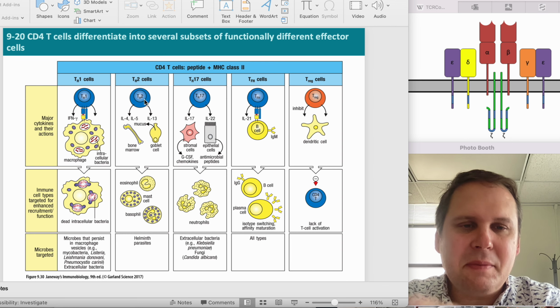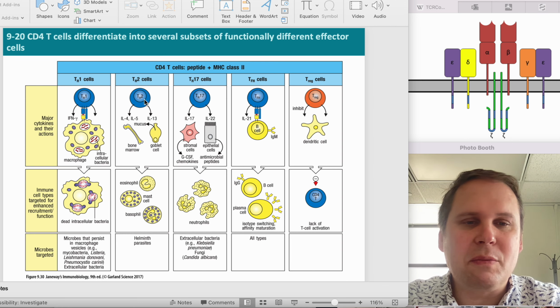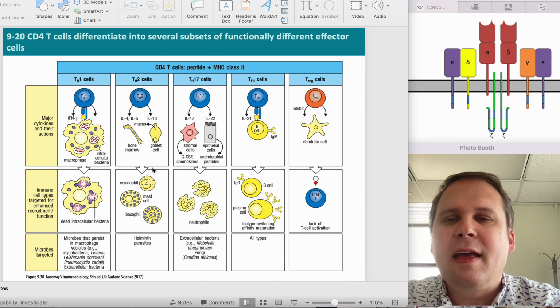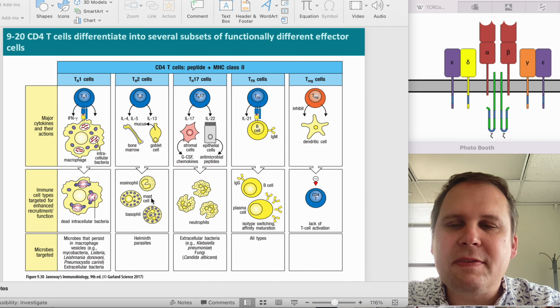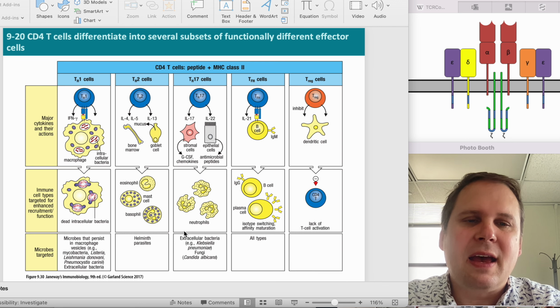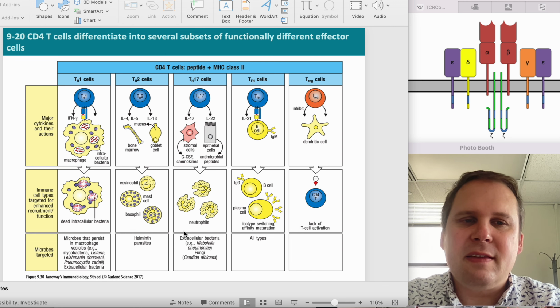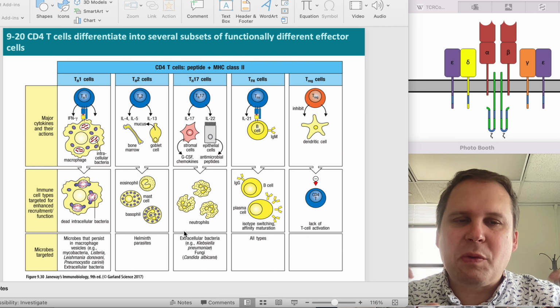Th2 cells, now they're going to be mostly about interacting with B cells, but also they can release some factors that are going to activate eosinophils and mast cells and basophils, which are cells from the immune system that are patrolling mostly.